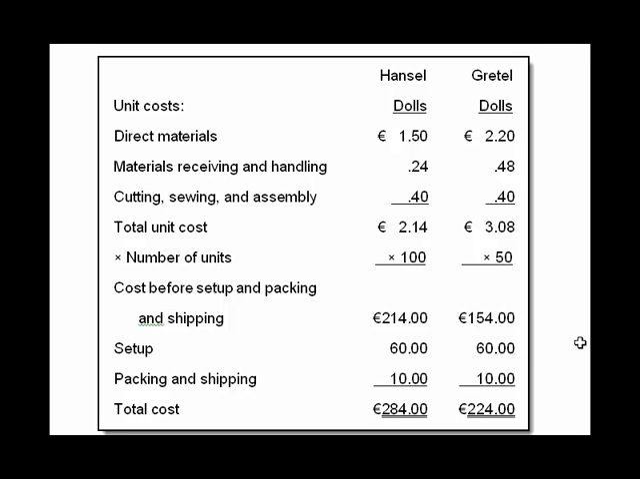Then what we determine is setup is now 60 euros per product, per order, if you will. So the setup is per order, per the run. And packaging and shipping behaves the same way as we saw on part 1. So we're able to compute the answer to part 2 by what you see on the screen.